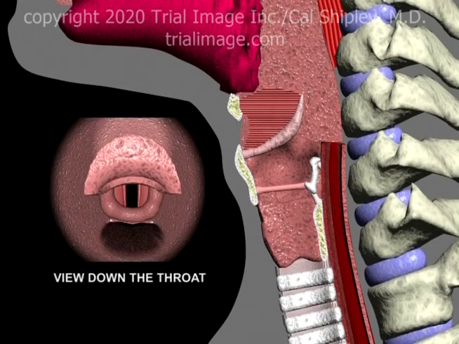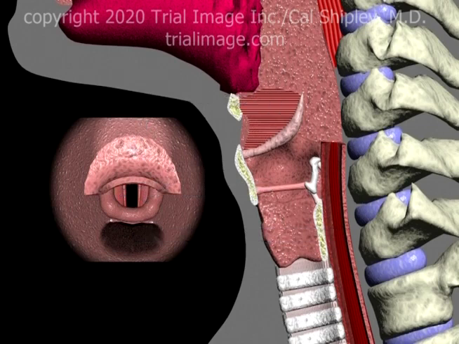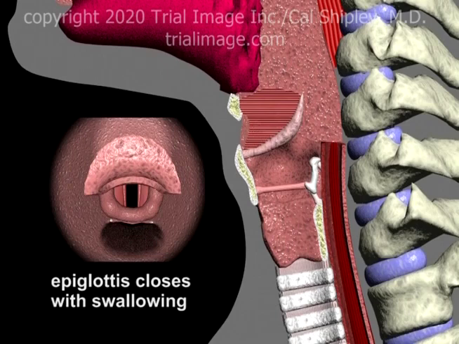The inset on the left depicts a view looking down the throat as one might see it during endotracheal intubation. It is critically important to a safe and successful intubation that the operator be very familiar with the anatomical landmarks noted here. Again, we can observe the closure of the epiglottis during swallowing.